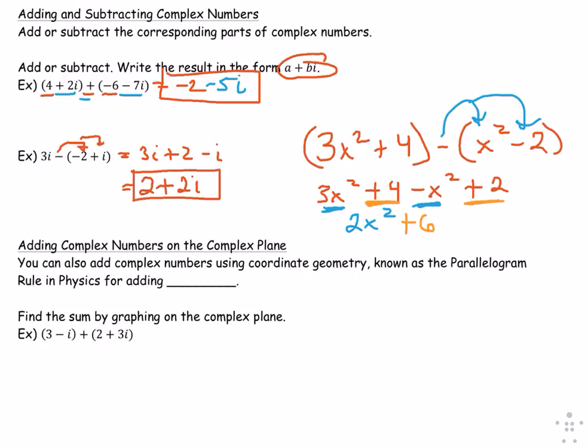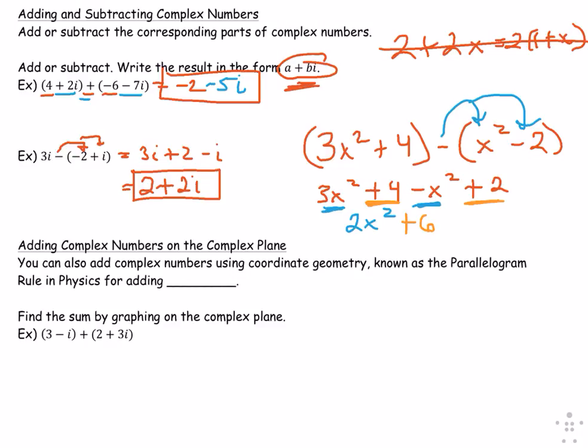I know they share a common factor of 2, but this isn't like 2 plus 2x, which would equal 2 times 1 plus x. This is not a factoring problem. This is writing complex numbers in standard form, if you will.